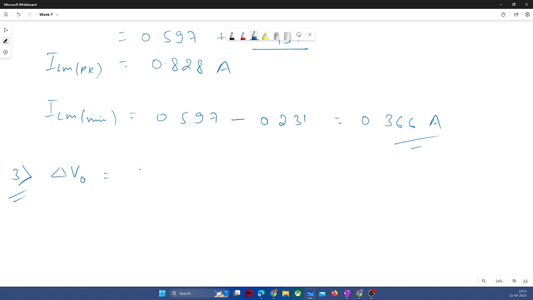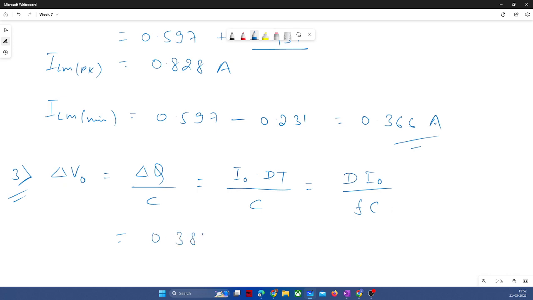So del V naught is computed as del Q by C. When the switch was on, the current through the capacitor was minus I naught, right? If you can visualize the graph of that circuit of the flyback converter, when your switch was on, your diode was off, and your capacitor was directly connected to the load. So if you apply KCL at the output node, you will get IC is equal to minus I naught. And the charge is the area of that curve. So I naught into dt divided by C, that is D I naught by F.